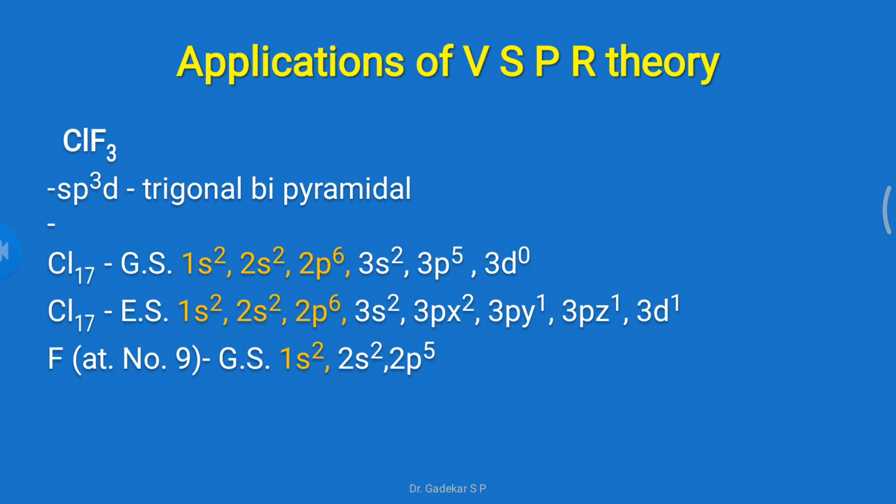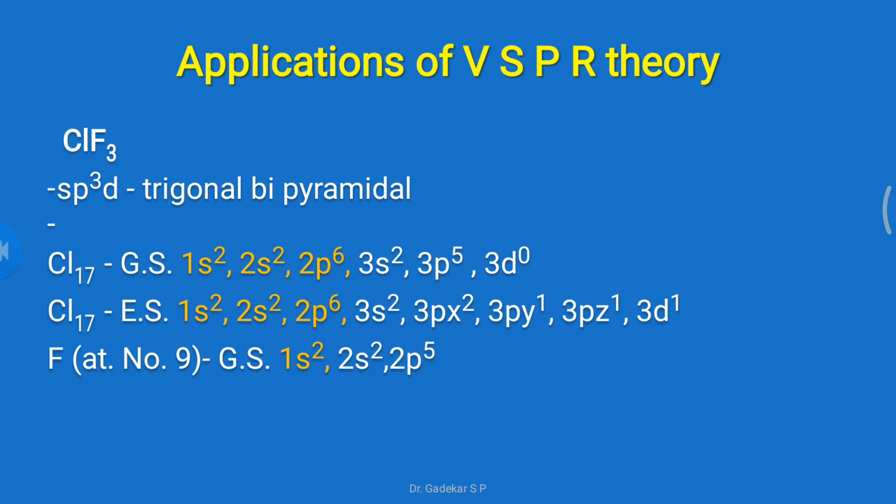Now the fluorine atom. What is the atomic number of fluorine? 9. Electronic configuration 1s2, 2s2, 2p5. In the outer shell, fluorine contains 7 electrons. It needs 1 electron to complete its octet, a stable electronic configuration. So it interacts with one chlorine atom to form one fluorine-chlorine bond. Similarly, three fluorines form three chlorine-fluorine bonds.